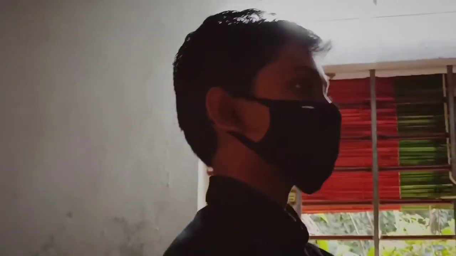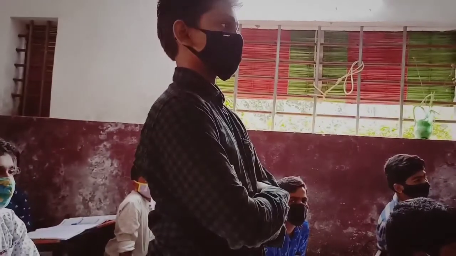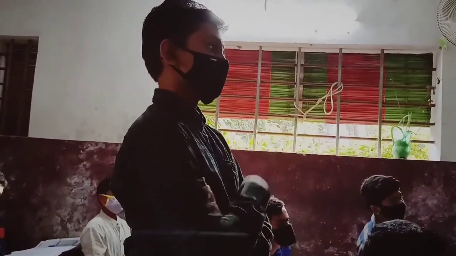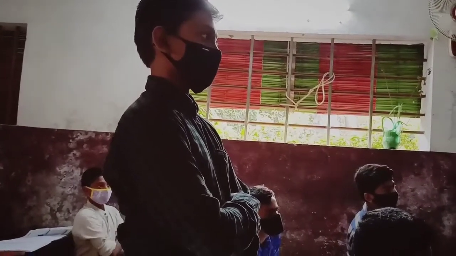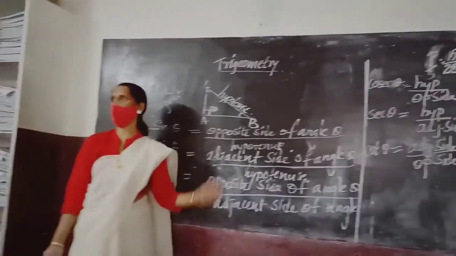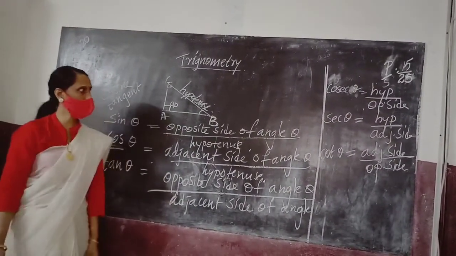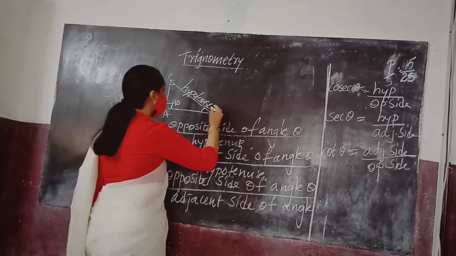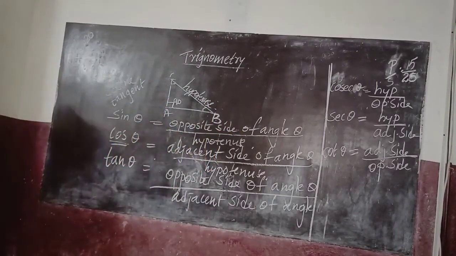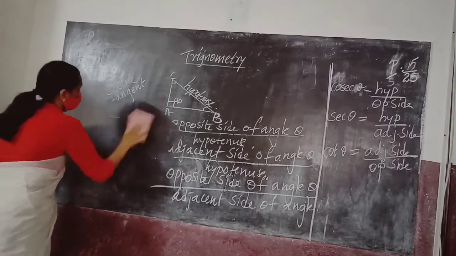Navneet, can you say what is cot B from this figure? BA by CA. Good. So you got all the trigonometrical ratios. And we can write like this also, children. Reciprocals we can show like this.